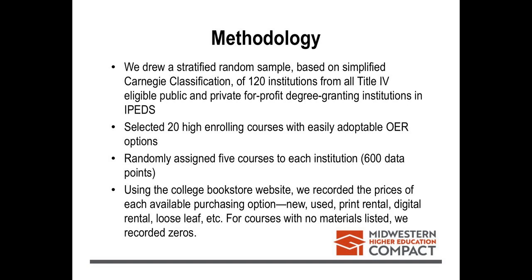And then for each of those 120 institutions that we drew, and for each of those 20 high-enrolling courses with easily adoptable OER available, we randomly assigned 5 of those courses to each institution, so 5 times 120 gives us 600 data points altogether. And then went through manually to each college bookstore website and recorded each price for every available option, whether that's new print, used print, print rental, digital rental, loose leaf, every single option that was available in a bookstore, we recorded a price for that. And then for courses with no materials listed, we recorded zeros for those prices.